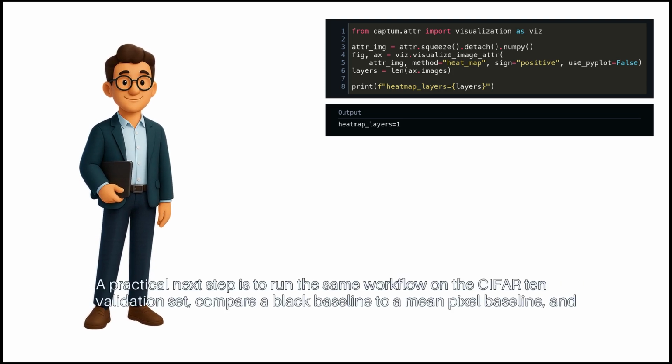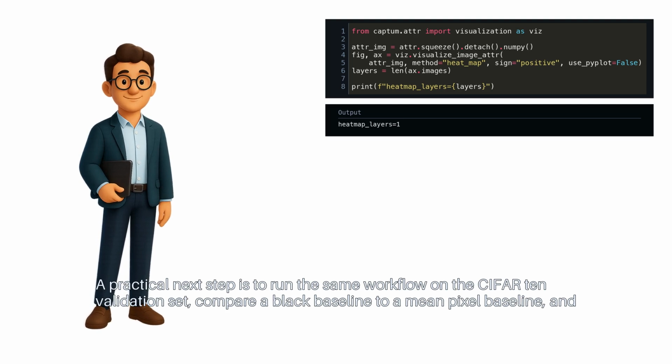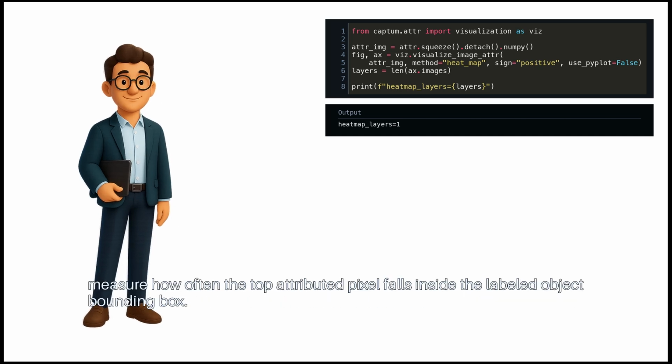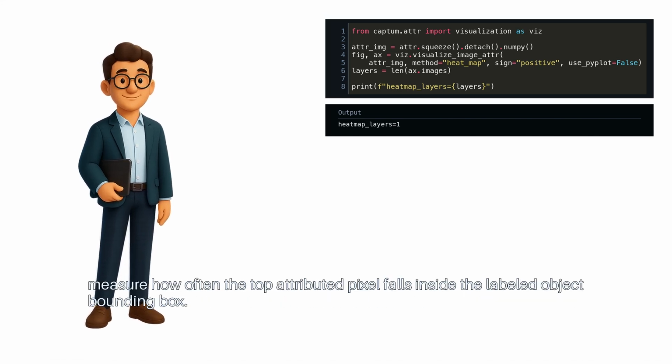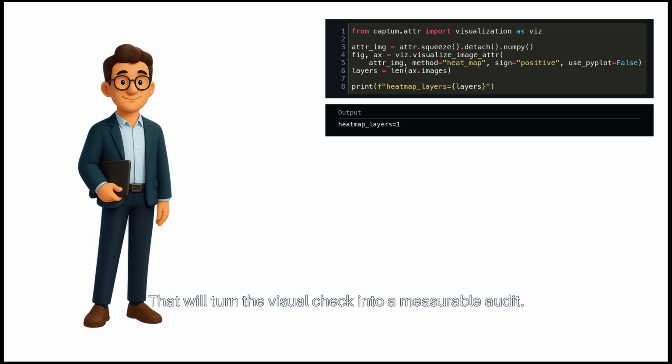A practical next step is to run the same workflow on the CIFAR10 validation set. Compare a black baseline to a mean pixel baseline and measure how often the top attributed pixel falls inside the labeled object bounding box. That will turn the visual check into a measurable audit.